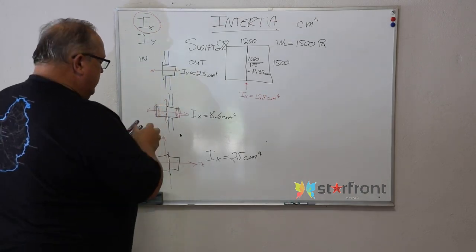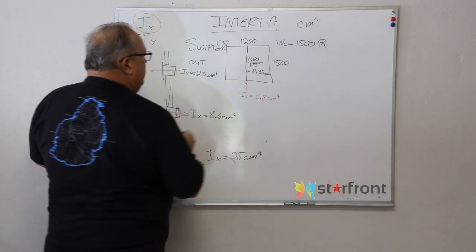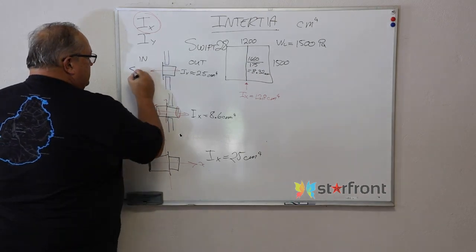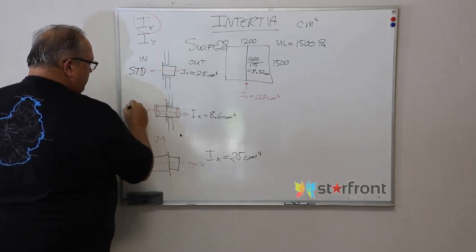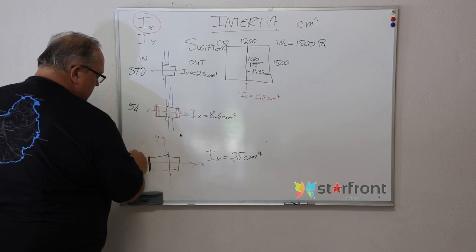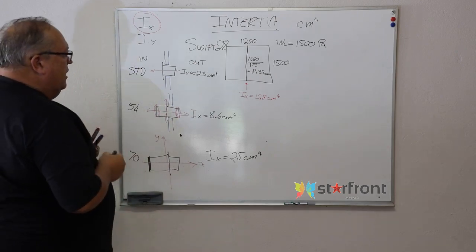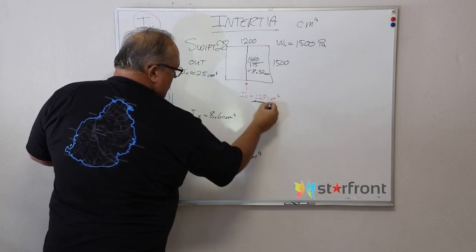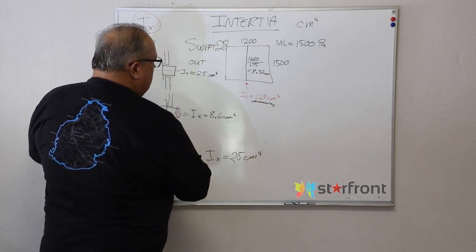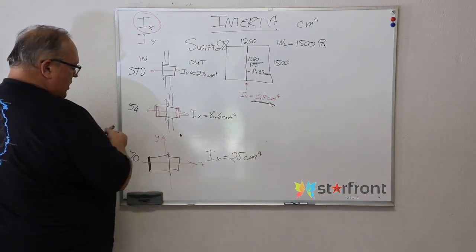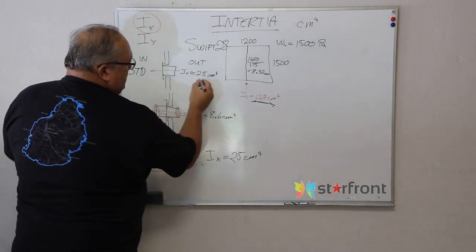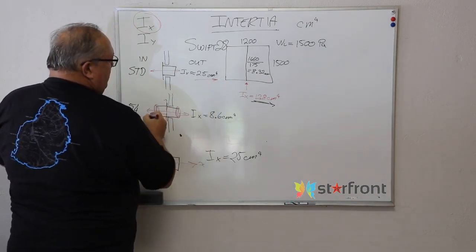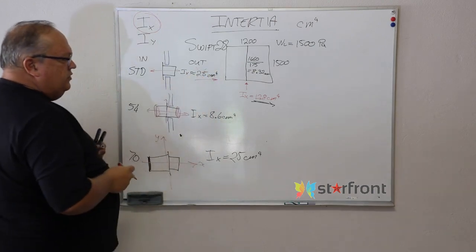You design that window, and by default it will automatically put a standard mullion in. So this was our standard mullion, this was our 54 millimeter mullion, this was our 70 millimeter mullion. And then it does a calculation and says I require an IX value of 12.8. Then it says, well, a standard mullion's IX value is only 2.5, so we can't use that option.